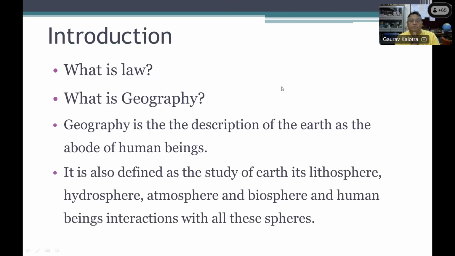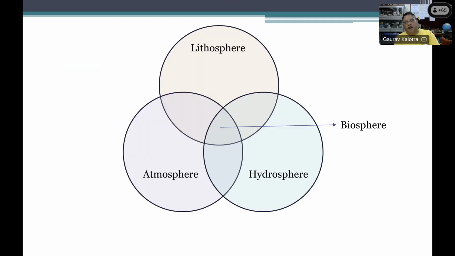You have to keep it in mind that geography is not only the study of the landforms and all other things, but we study earth in relation to man, how man interacts with earth. Now it is also defined as a study of earth, its lithosphere, hydrosphere, atmosphere, and biosphere, and human beings' interactions with all these spheres. Now, through this diagram, I would like to show you that biosphere is just a minuscule portion where all these three spheres interact.